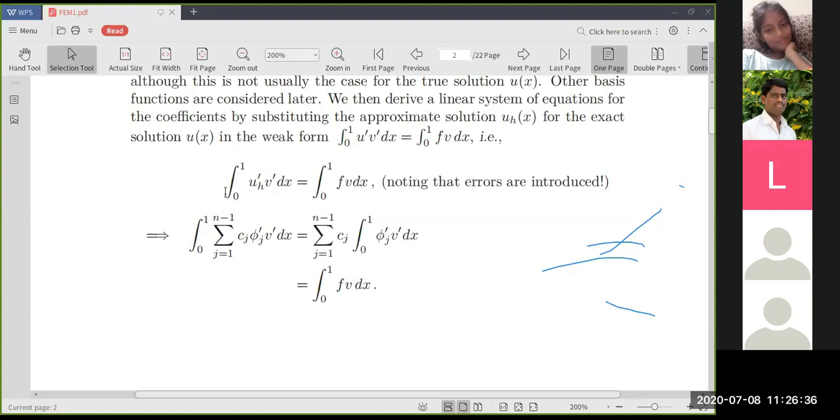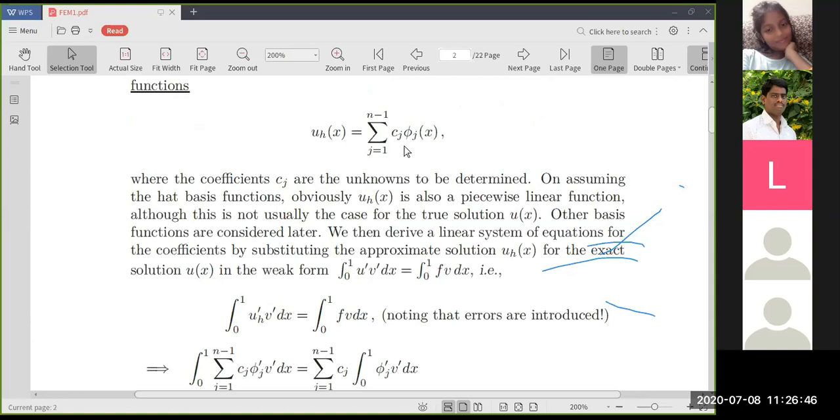Of course, by doing that, we are introducing some errors. We'll see about the errors later. So integral 0 to 1, we know the sum u_h is expressed in this fashion. If I find u_h dash, then u_h dash is going to be summation Cj into Pj dash of x. The Cj's are constant; only Pj is a function of x. So we are going to get Pj dashed of x.